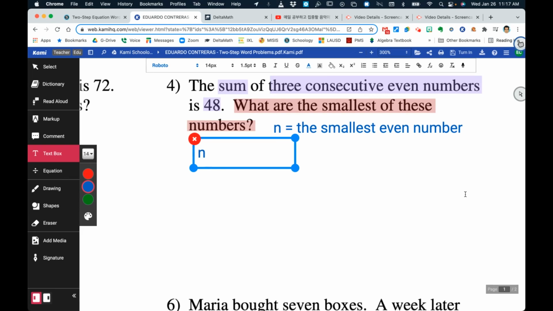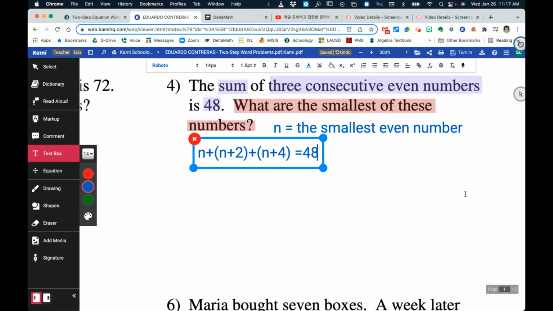So we have our smallest number, n, and it says sum, so we have to add. What are we going to add to that? The next even number, which is what? n plus 2. That's the next even number. And then it says 3 of them, so I have to add one more. What's the next even number after that? n plus 4. There's a sum of 3 consecutive even numbers. And it has to equal how much? 48.